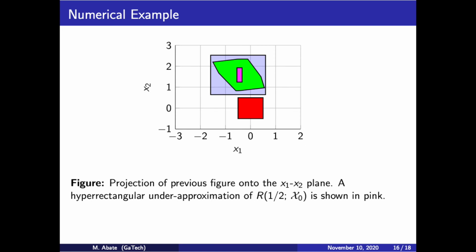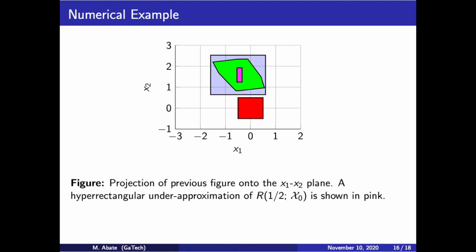And on this slide, we're going to project the previous figure onto the x1, x2 plane. So we're projecting it to R2. And again, the initial set is shown in red. Here it's a red square. The time 1/2 reachable set is shown in green, and the over-approximation of our reachable set, which is computed using the tight decomposition function, is shown in blue. So we see here in the projection that the blue approximation is actually a reasonably good approximation of the true time 1/2 reachable set of our system.